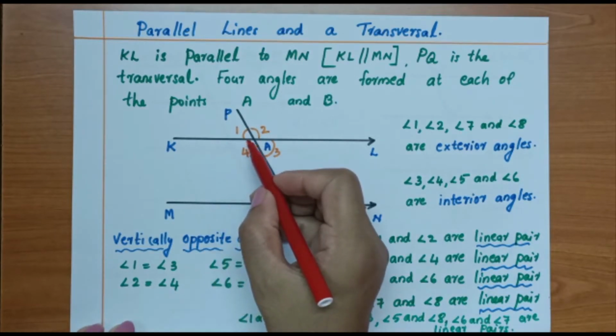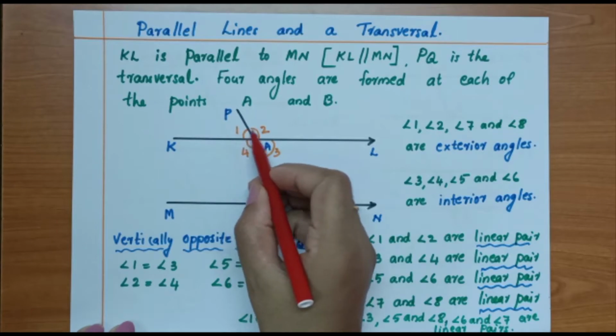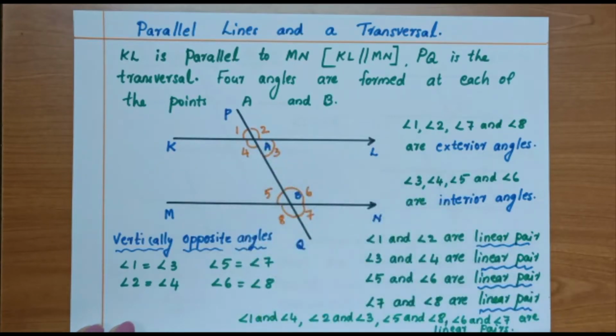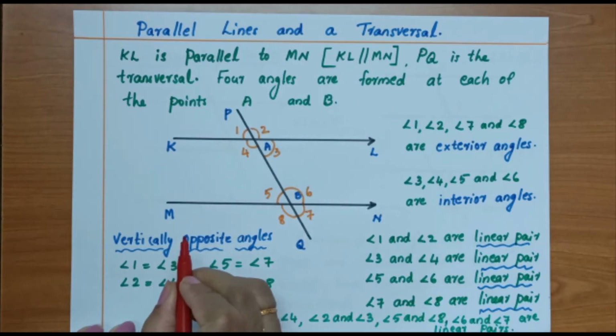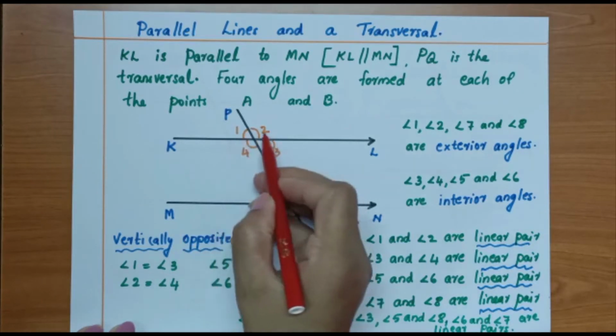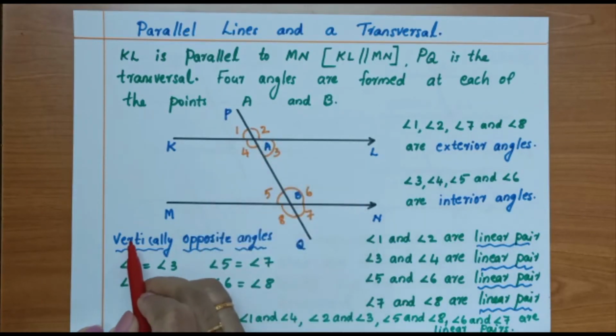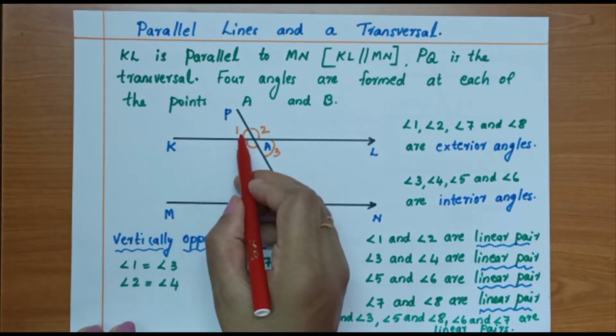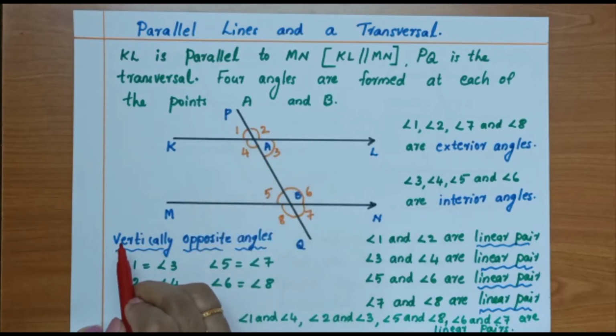Next, from here, angle 1 and angle 2 are linear pairs. What are linear pairs? We have learnt about linear pairs in the last class. A linear pair of angles are supplementary angles whose sum is equal to 180 degrees. When we add these two angles, we have to get 180 degrees. So angle 1 plus angle 2 will be 180 degrees.